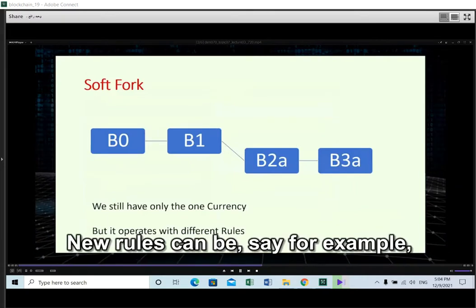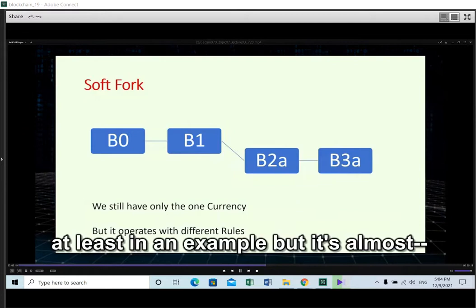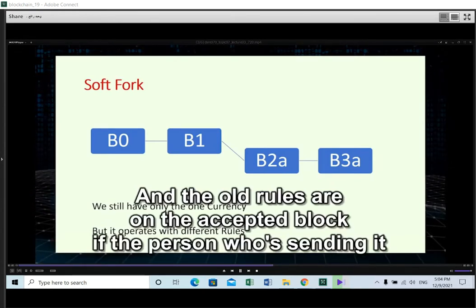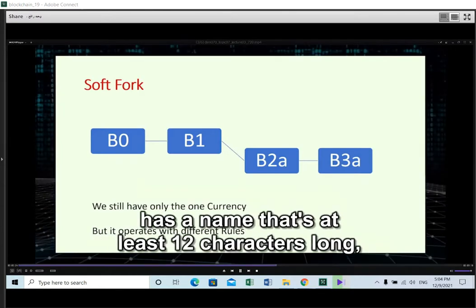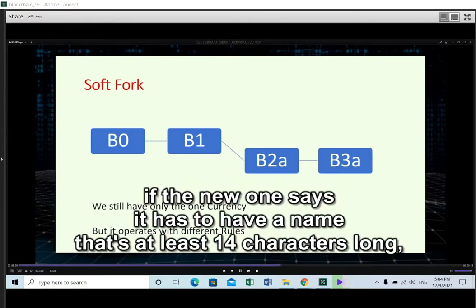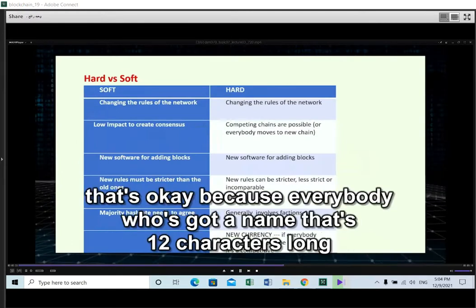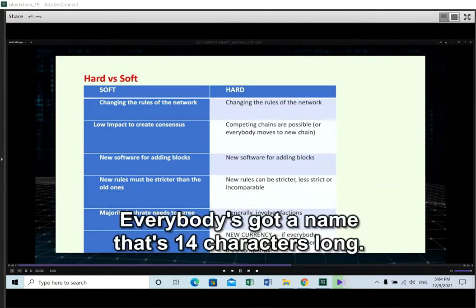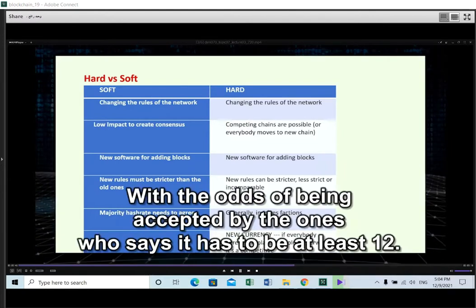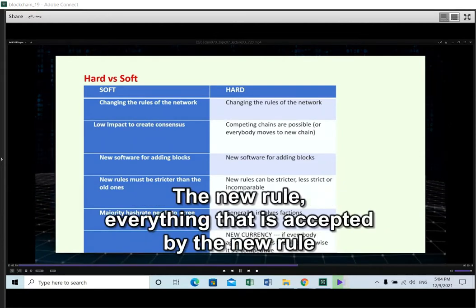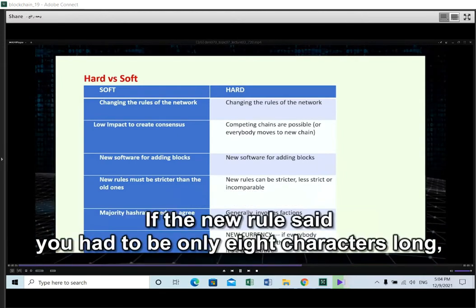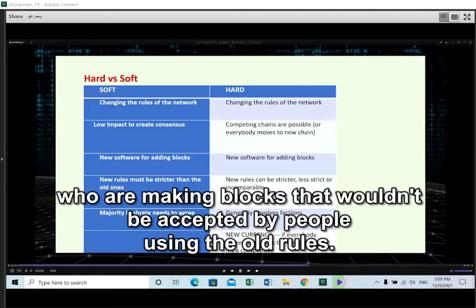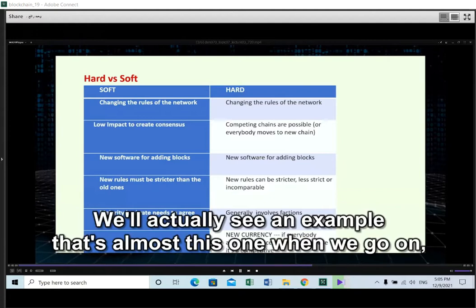Say, for example, and this isn't really an example, but it's almost: if the old rules will only accept a block if the person sending it has a name that's at least 12 characters long, and the new rule says it has to be at least 14 characters long, that's okay, because everybody who's got a name that's 14 characters long would always be accepted by the rule that says at least 12. So everything accepted by the new rule was already accepted by the old rule. If the new rule said it only had to be 8 characters long, then you'd have some people with names that were 8 or 9 characters long making blocks that wouldn't be accepted by people using the old rules. We'll actually see an example that's almost this when we go on.